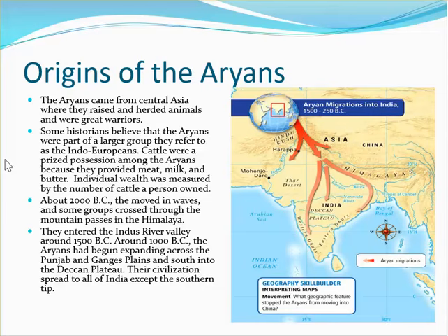About 2000 BC, they moved in waves. Some groups crossed through the mountain passes in the Himalaya. They entered the Indus River Valley around 1500 BC. Around 1000 BC, the Aryans had begun expanding across the Punjab and the Ganges plains, and south of the Deccan Plateau. Their civilization spread to all of India except the southern tip. So, as you can see here, this is the Aryan migration. They're coming down through here. And so they're first coming down, and then they're going to spread all throughout except for the very southern tip of India.